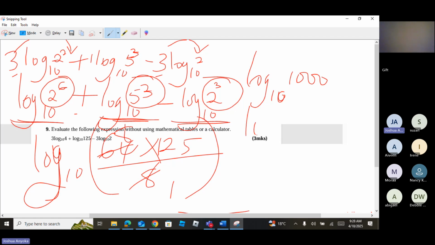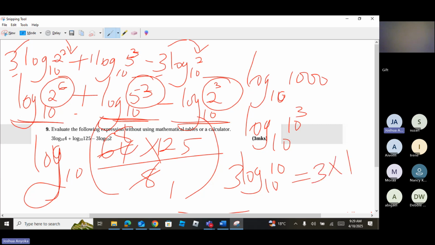This is the same as log 10 cubed, which is 3 log 10. Using the laws of logarithms, law number 4, when the base is the same as the power, it is 3 times 1. And the final answer is 3.